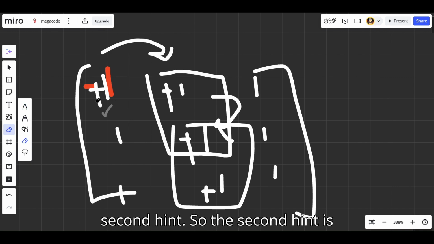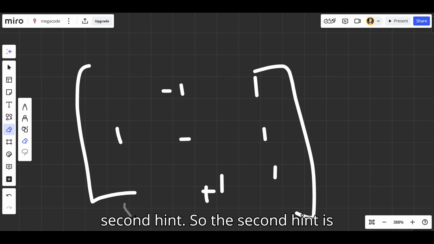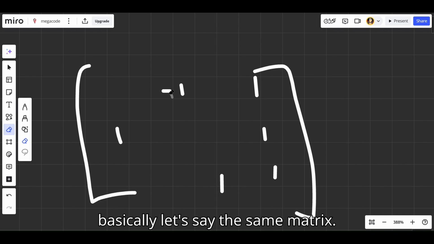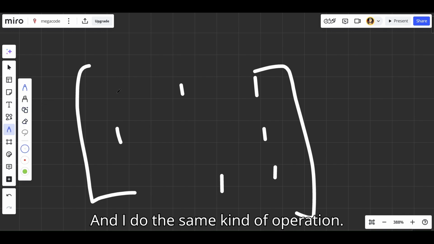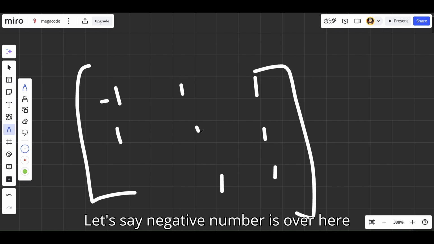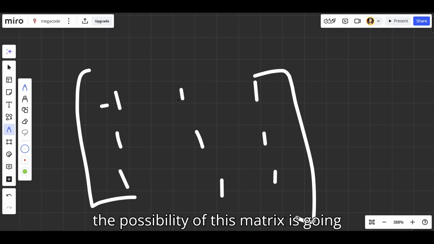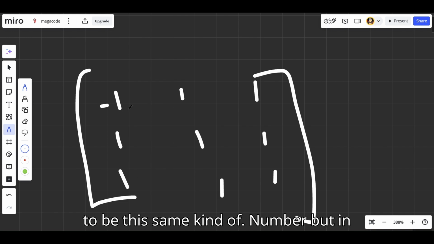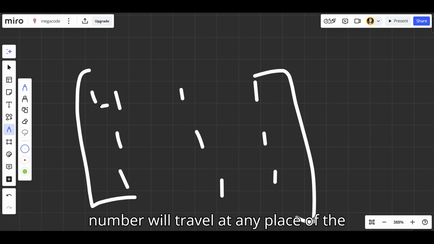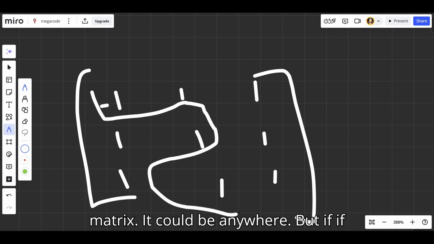Now let me show you the second hint. So the second hint is basically, let's say I have the same matrix and I do the same kind of operation. Let's say a negative number is over here and a negative number is over here. Even if I try a backtracking approach, all the possibilities of this matrix are going to be the same numbers in shuffled order, in which this negative number will travel to any place in the matrix. It could be anywhere.